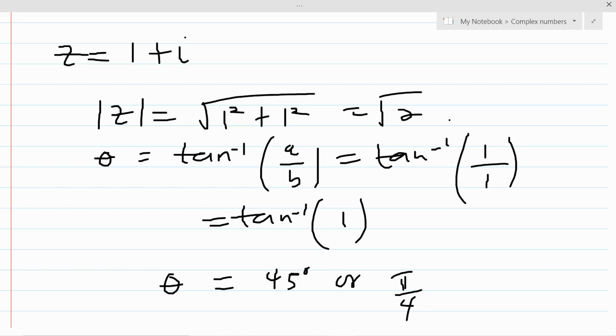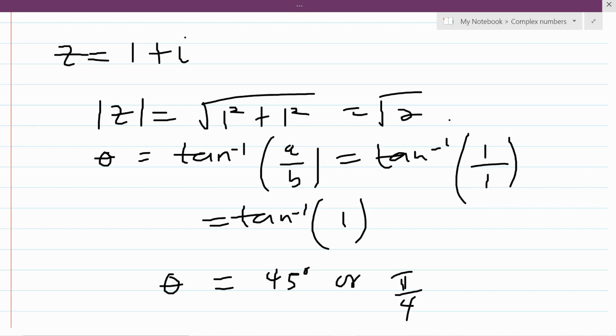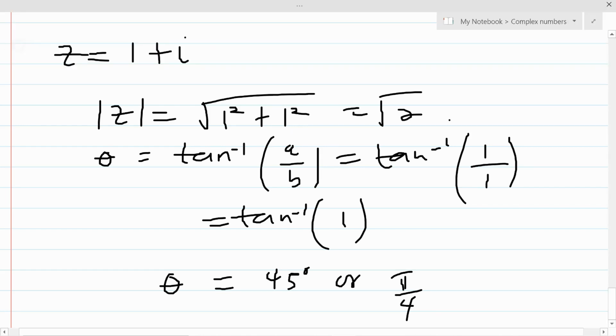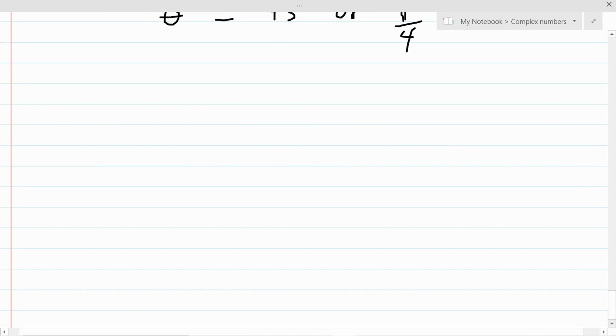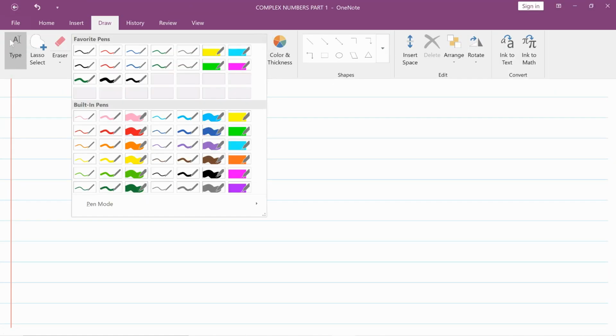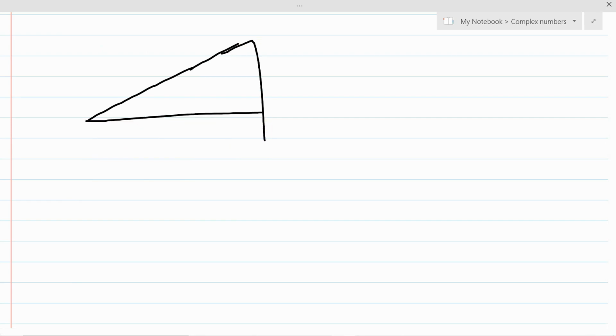Now we are able to find all these. So what is the purpose of trying to find the argument and the length of a complex number? The actual idea is that if I can resolve a complex number, let's see, if I have a complex number that can be represented on a right angle triangle.